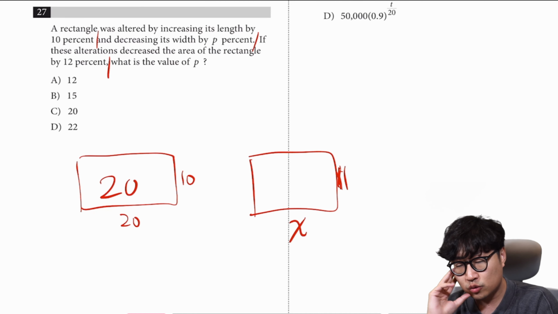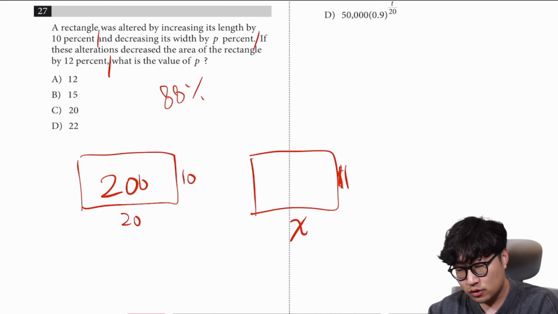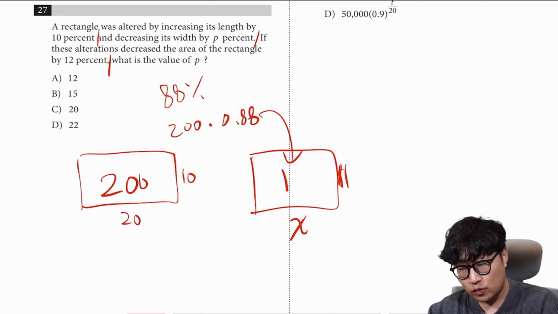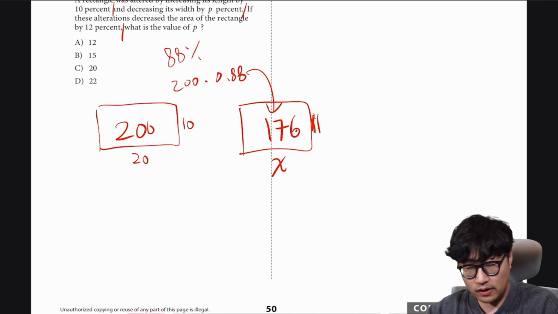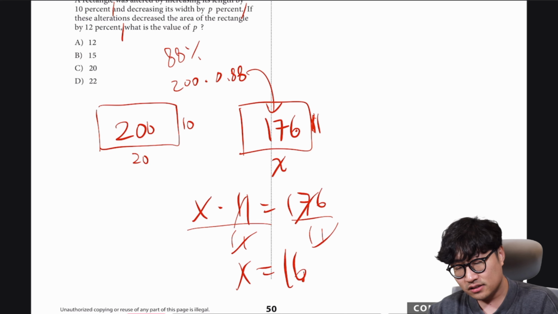So the area was 200 before. And if you decrease by 12%, that means it is now 88% of the original. So you grab that 200 and multiply by 0.88, and you get 176. So x times 11 should give you 176. If you divide by 11 on both sides, you get x is equal to 16. So the x would now be 16.